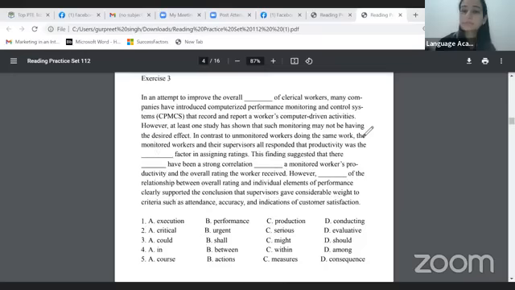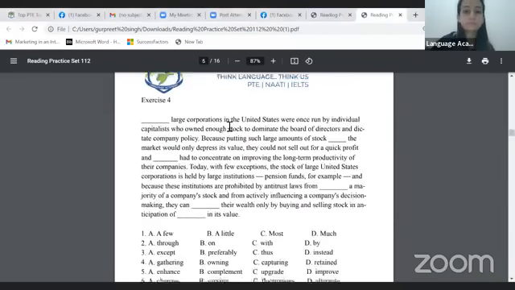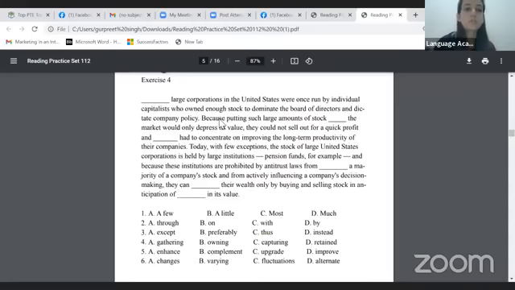Okay. Look at the fourth question. You have 2.5 minutes, and post your answers.